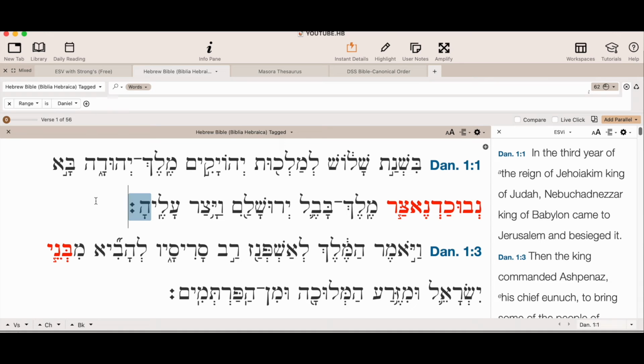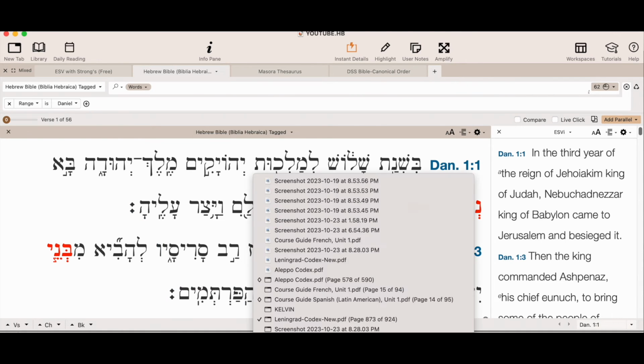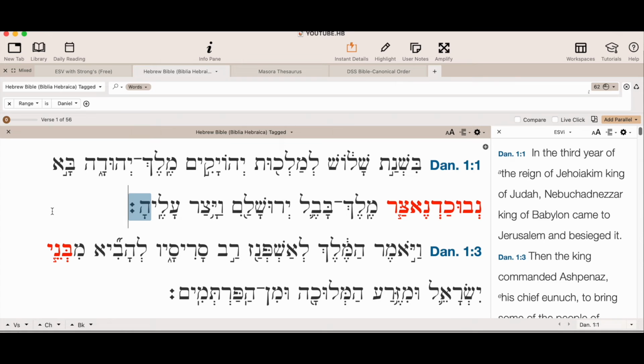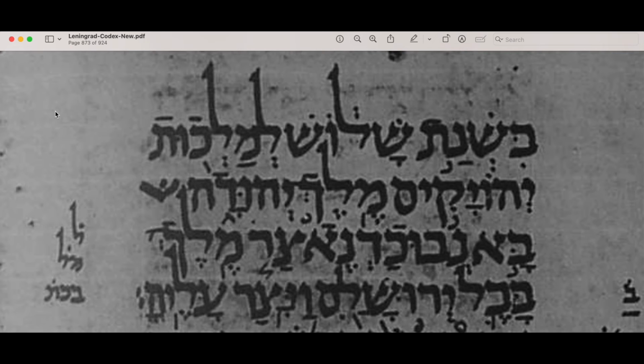All right, so now what I'd like to do is go over to the Leningrad Codex for a minute. Here you are looking at Daniel 1:1 in the Leningrad Codex, so you can read Bishnat Shalosh Lemalchut Yoyakim Melech Yehuda Ba Nebuchadnezzar Melech Bavel Yerushalayim Vayatza Alea.